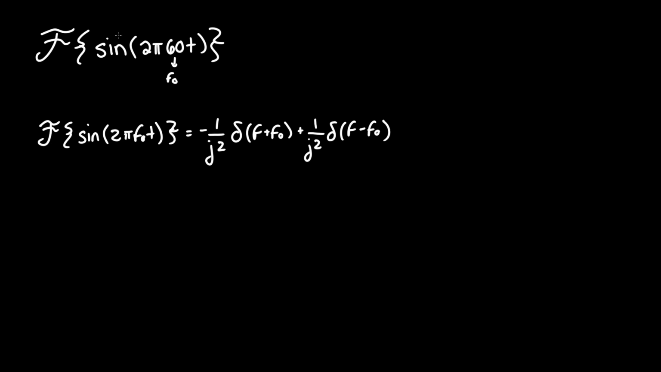So the easiest way to solve this is by letting the inside term equal x of t, a function dependent on time t in the time domain, and taking the Fourier transform of that to become X of f in the frequency domain. And all we got to do is plug in 60 for f0.